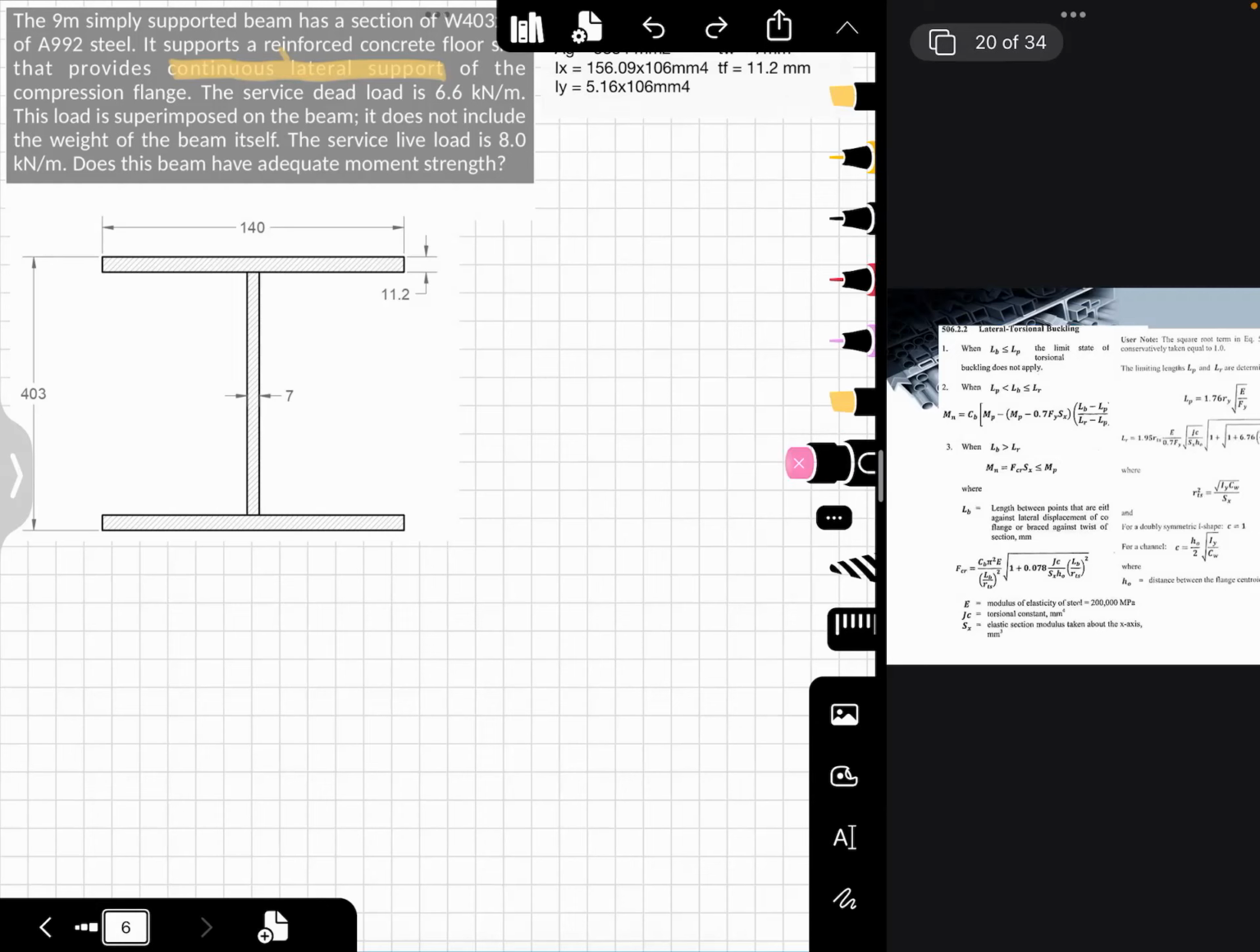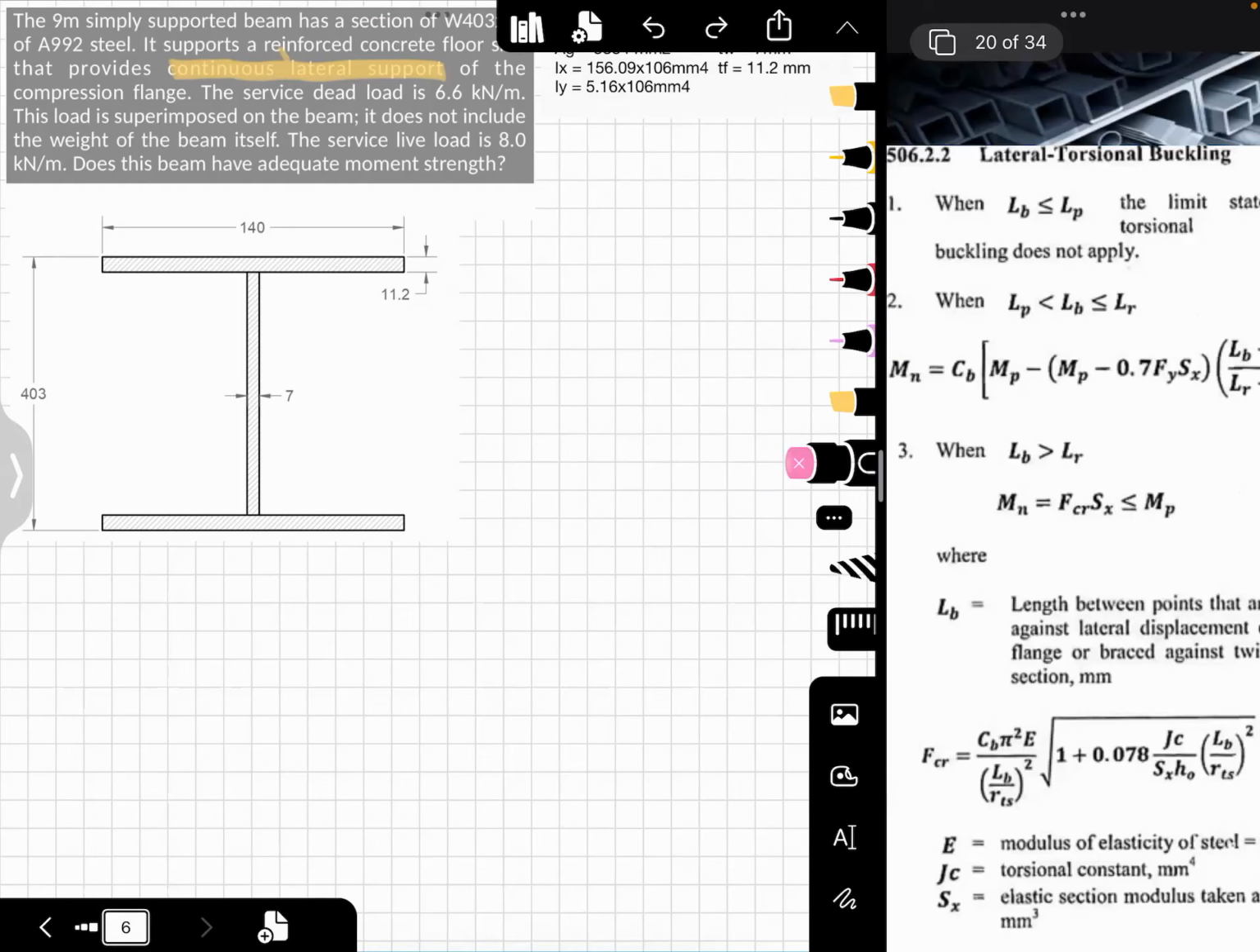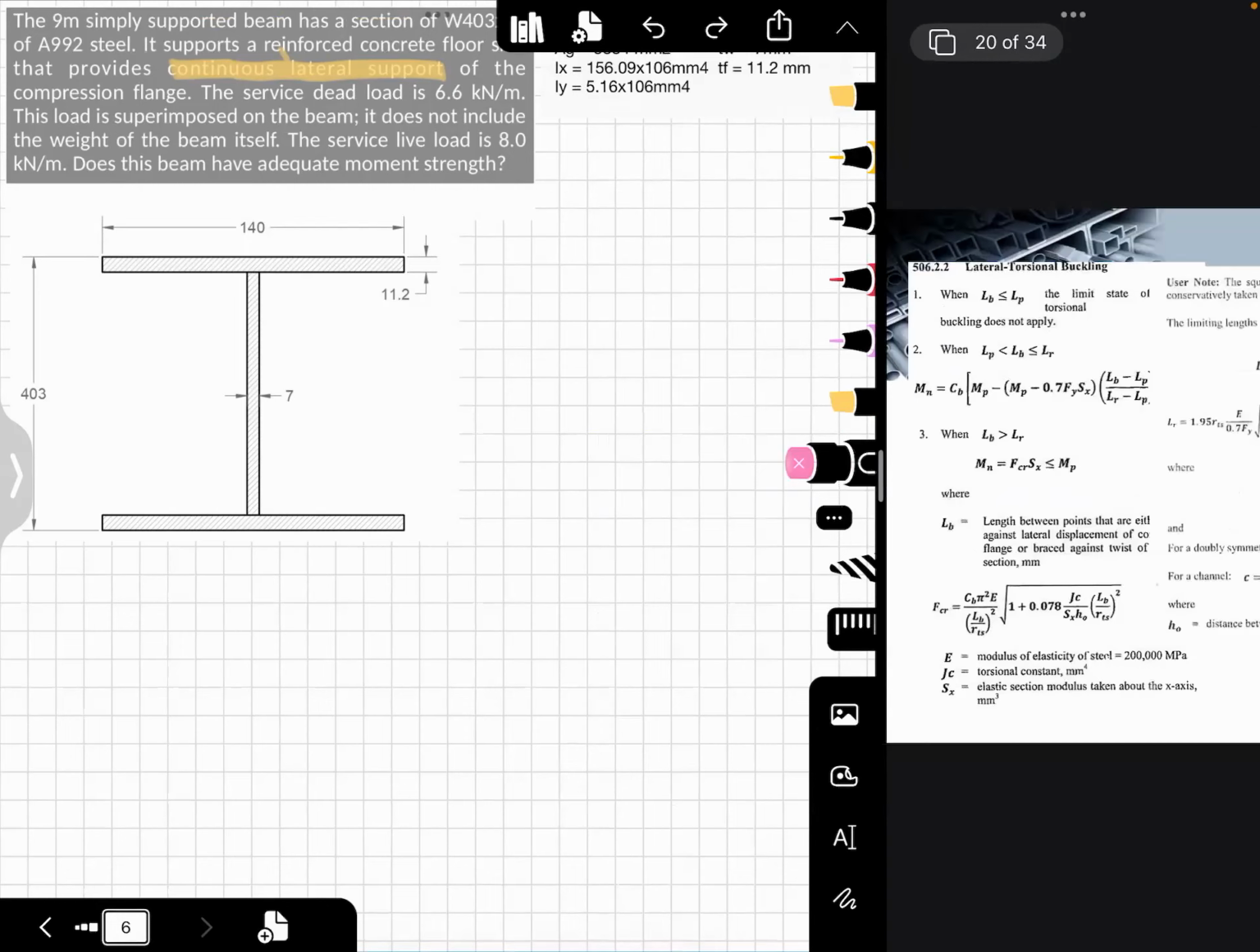If looking here dito sa side natin, we have options yung lateral buckling, lateral torsional buckling. So if walang continuous lateral, this will fall under category number 1, wherein your LB is less than or equal to LP. Kapag meron siyang continuous lateral support sa compression flange, walang nangyayaring LTB or lateral torsional buckling. Therefore, we can say that your LB is less than LP. So we will make use of the first condition.